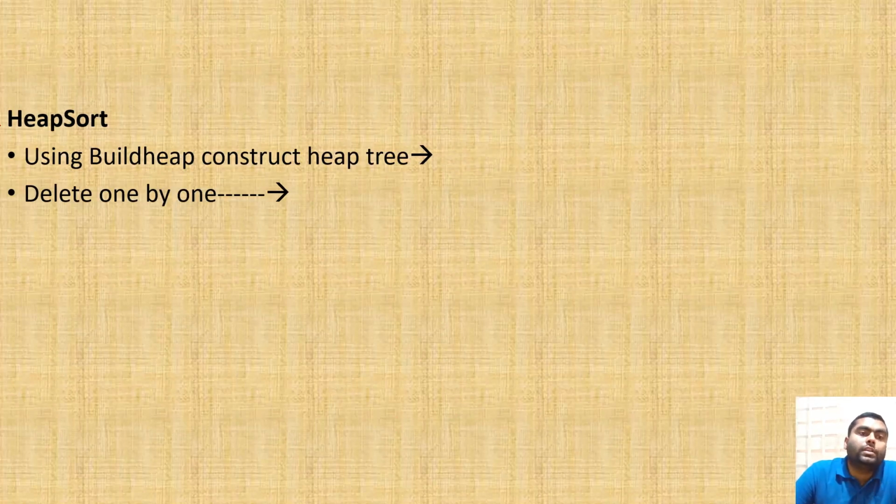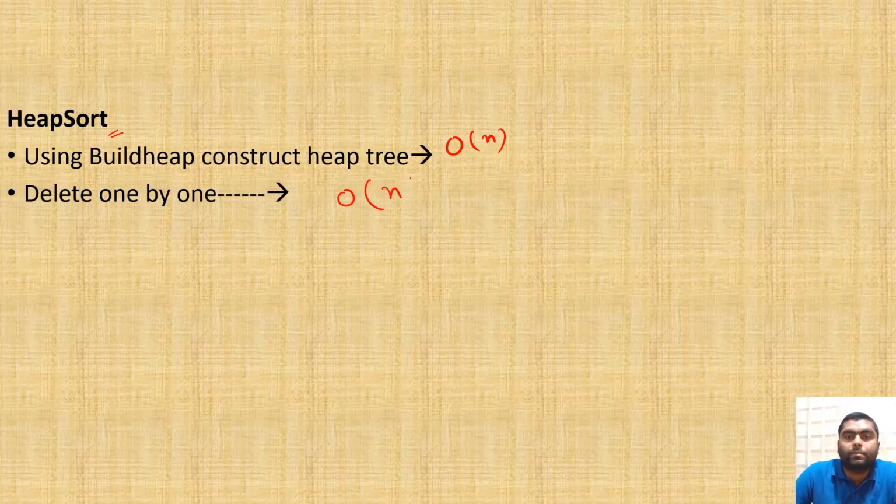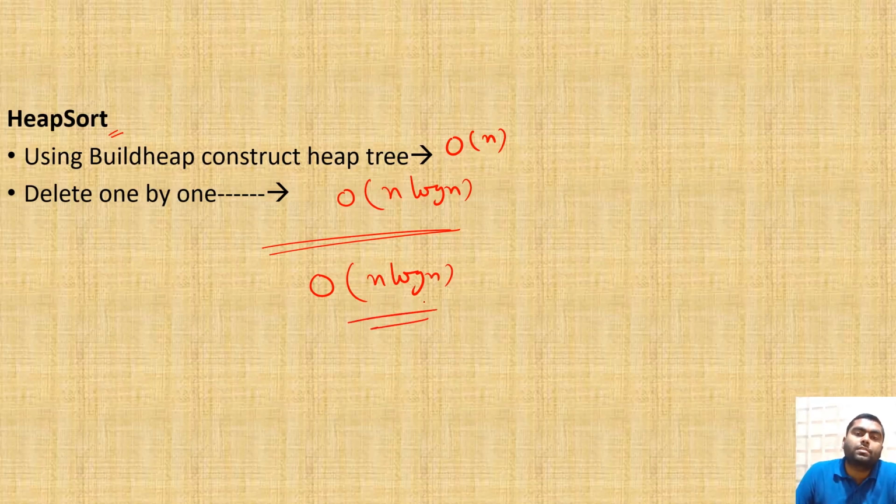Okay, so heap sort now, if we do the heap sorting using build heap to construct the heap tree, it is taking order of n time, and then deleting one by one will similarly take order of log n time. So the overall final time complexity will be order of n log n, but anyhow we just reduced the heap construction time to order of n. So this is the heap sort time complexity.